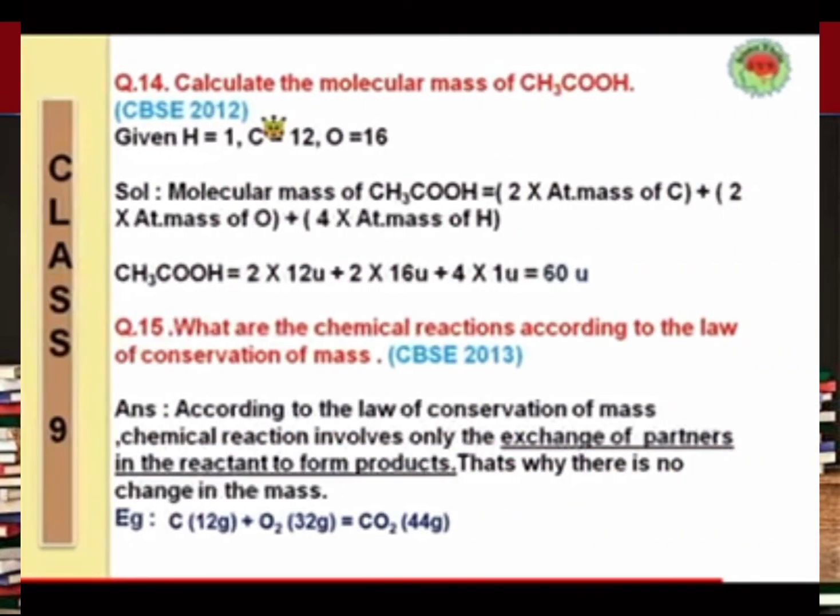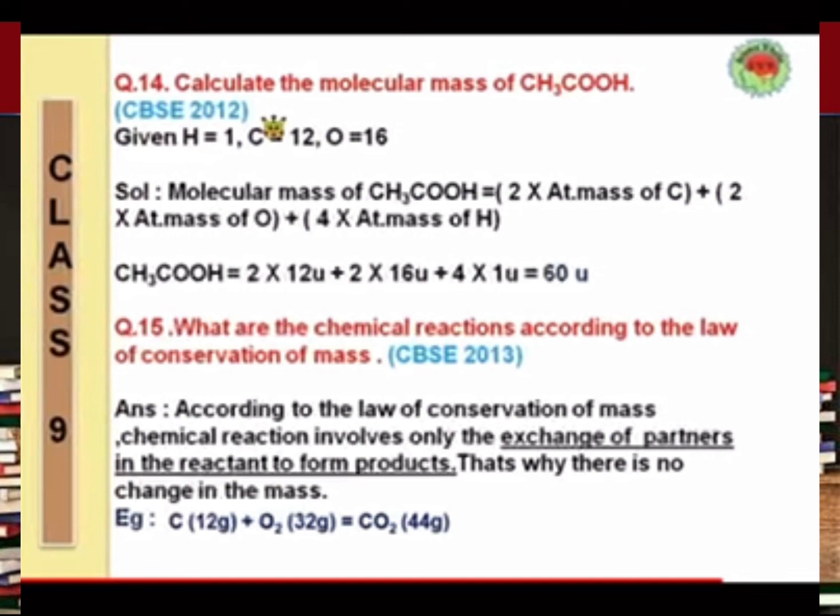Next question, calculate the molecular mass of CH3COOH. It's an acid, CH3COOH. The molecular mass of CH3COOH is 2 into atomic mass of carbon plus 2 into atomic mass of oxygen and 4 into atomic mass of hydrogen. The answer will be 60 U.